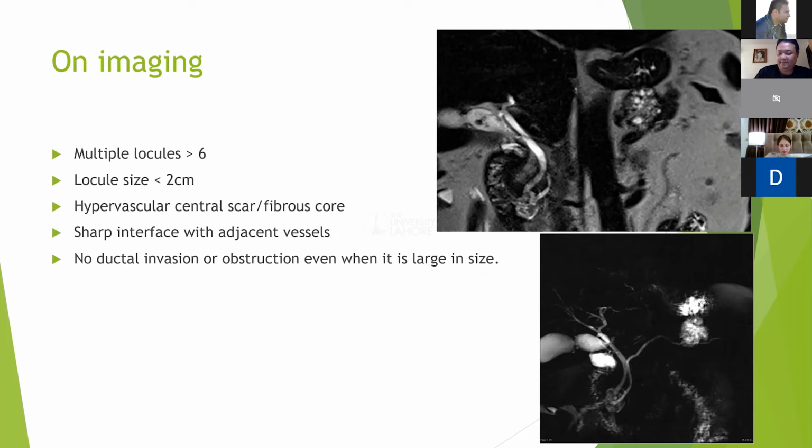Here we can see a cyst in the tail of the pancreas with multiple tiny cysts. The cysts are more than 6 in number, and each cyst is small, measuring less than 2 centimeters. There is no communication with the main pancreatic duct, and there is no dilatation of the main pancreatic duct. There is a sharp interface with the adjacent structures, and there is no invasion of the adjacent structures.